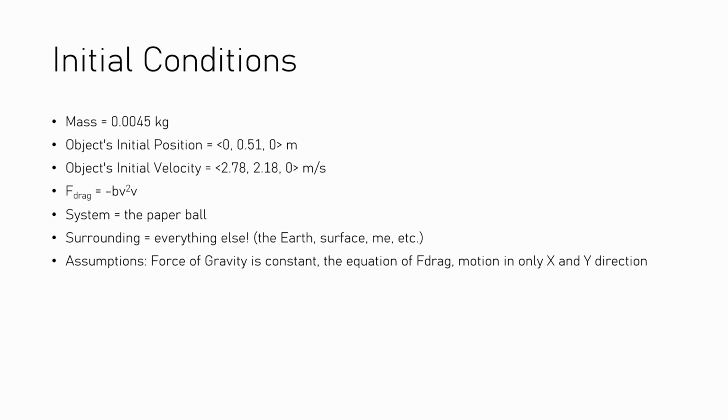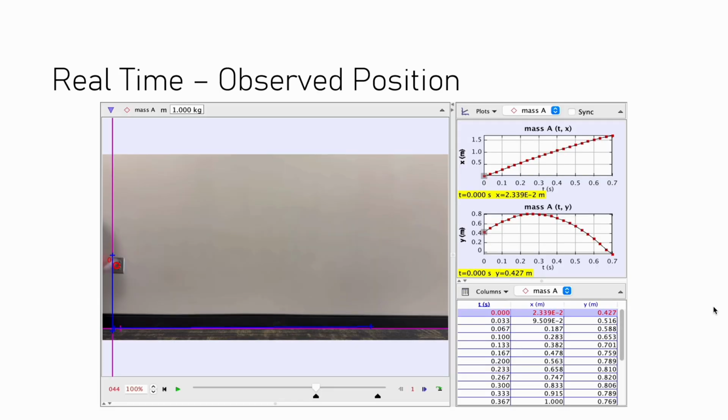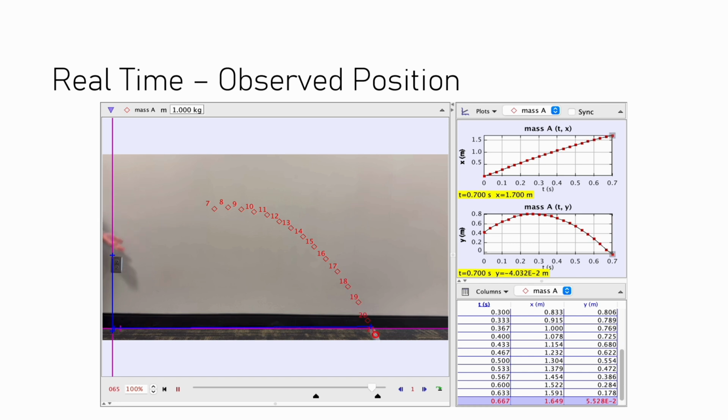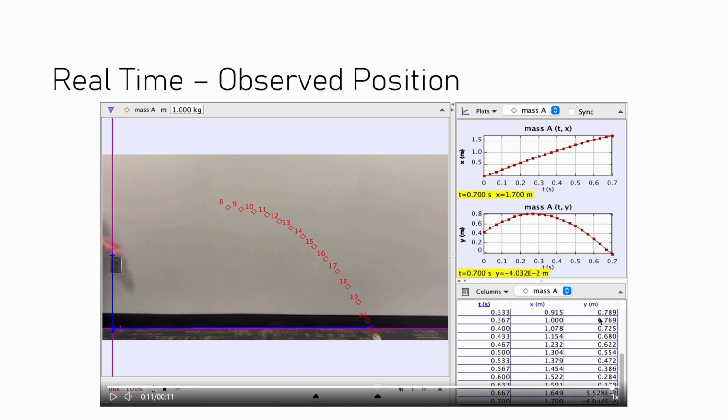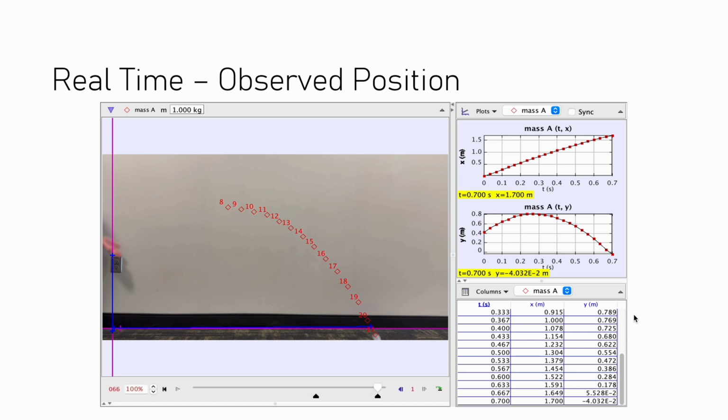Assumptions. The force of gravity is constant, the equation of F drag, and motion was only in the X and Y direction. This is our experiment. As you can see, the ball was thrown in projectile motion, and it changed in both X and Y directions. And seeing the data down here from Tracker, we used that to graph in Excel and determine our initial conditions.